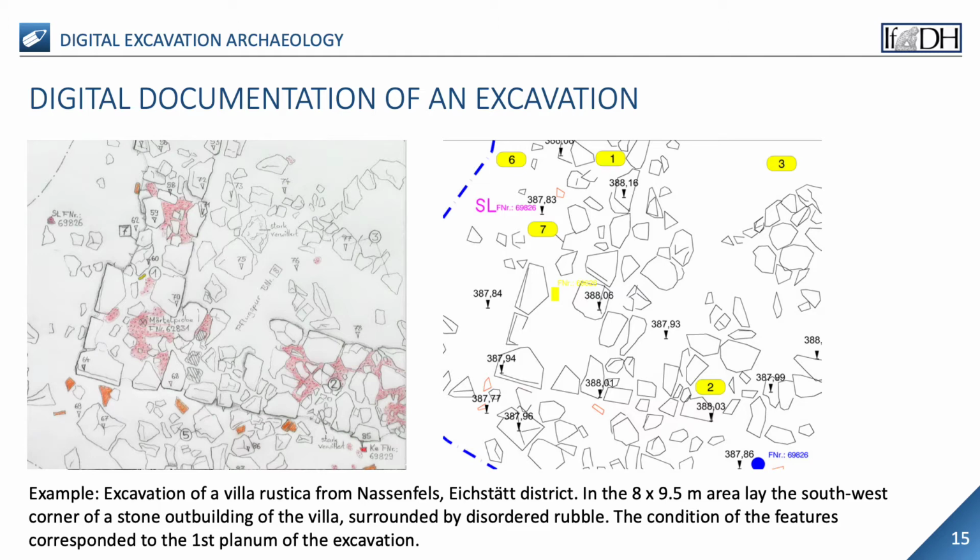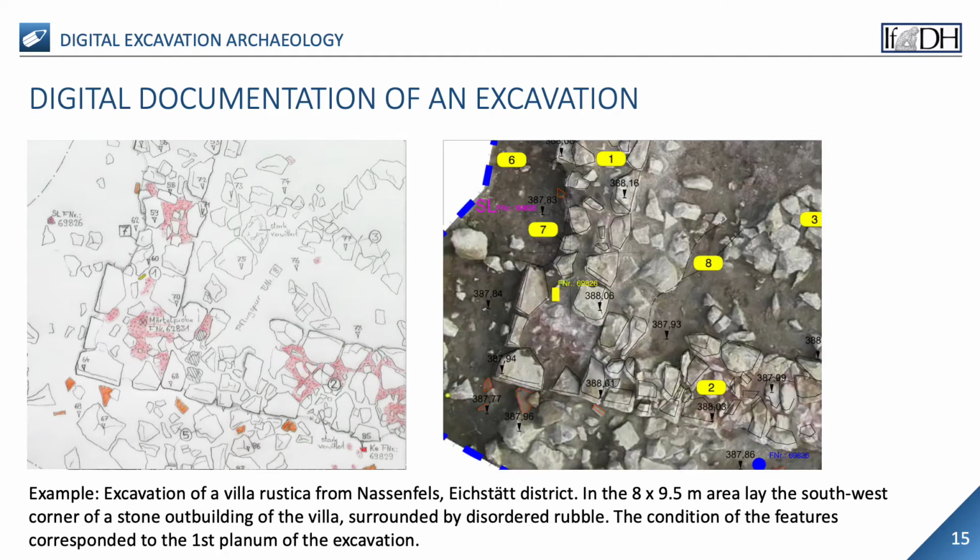On the left you see a traditional hand drawing, and on the right the digitally created plan with the measured stone and features in an archaeological information system. It can now be easily correlated with the photos taken from a great height and improved accordingly, resulting in a pictorial plan with wall contours.